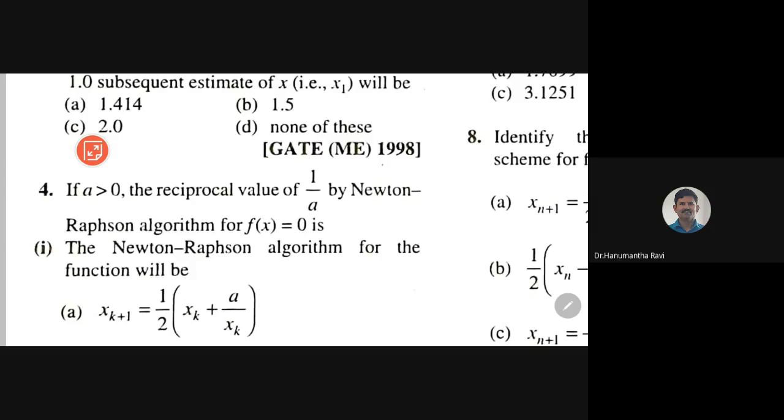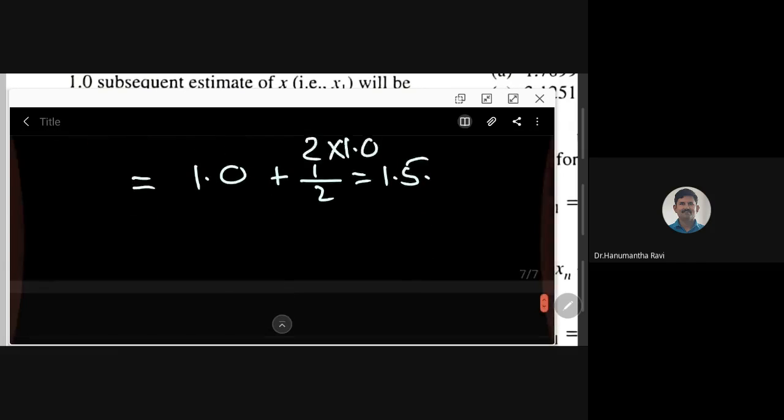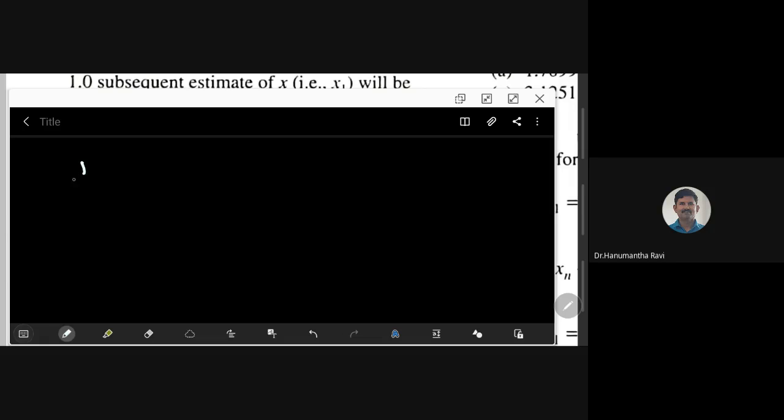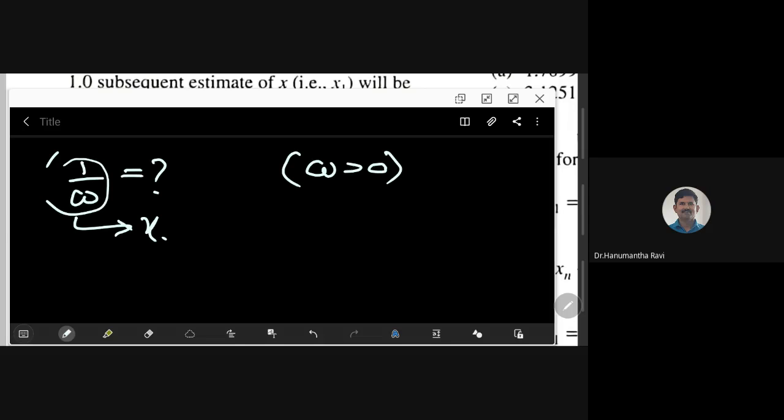Yeah, this is now the reciprocal of A, with A greater than 0. How can this be done? We need to find 1 by A. A is positive here, so we take this as x. So xA is equal to 1, which implies Ax minus 1 is equal to 0.